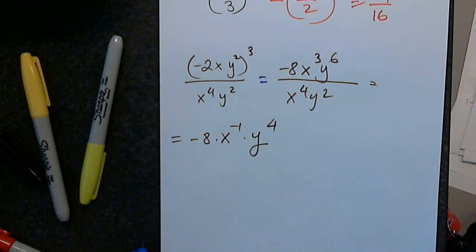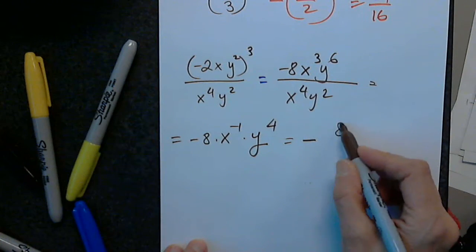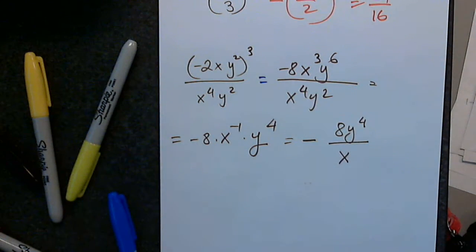Good. Which of these 3 quantities, factors, in other words, will go to the denominator? Only x. Negative stays in front, 8 stays at the top, y to the fourth stays at the top, and x goes to the denominator. Great.